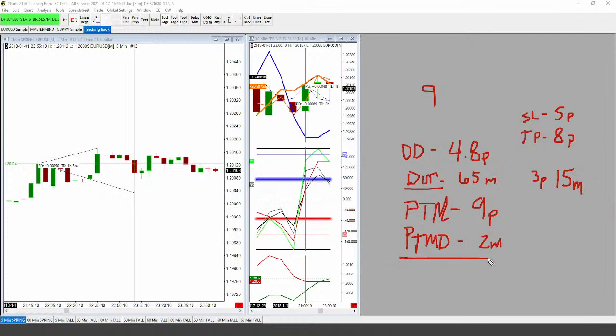And our post-trade movement duration, we could say after about, let's just say, 30 minutes, I'm just making this up, let's just say 30 minutes, the probability of winning that trade decreases by 10%.